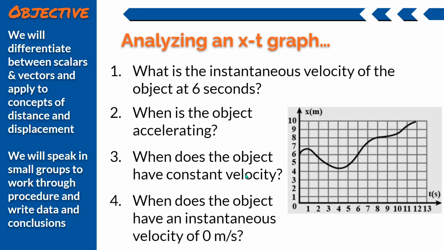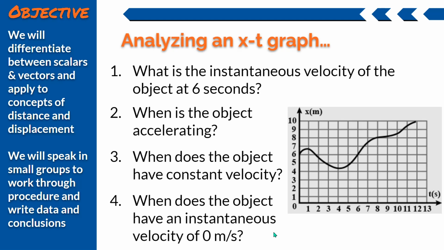When does the object have constant velocity? That's going to be anywhere where you have a straight line segment. Only, like there's one right here that I picked earlier. There's not really a whole lot of straight segments on here. A little bit here, maybe. Okay, and then the last one, when does the object have an instantaneous velocity of 0?